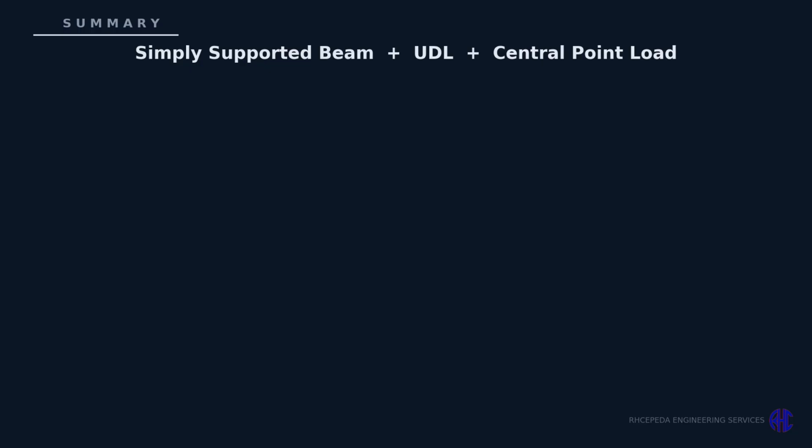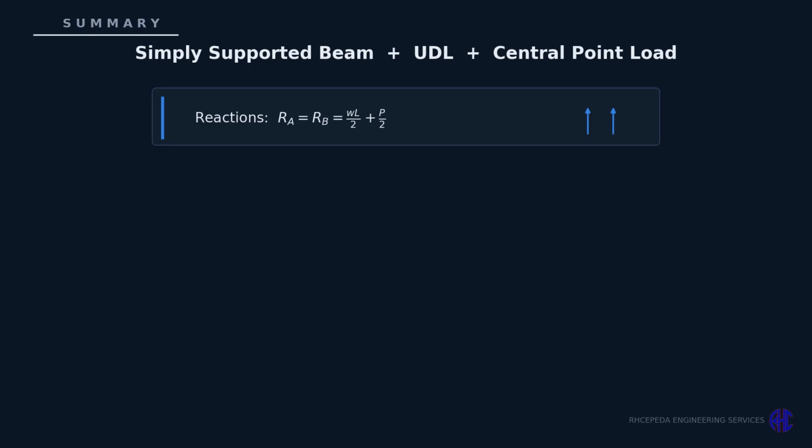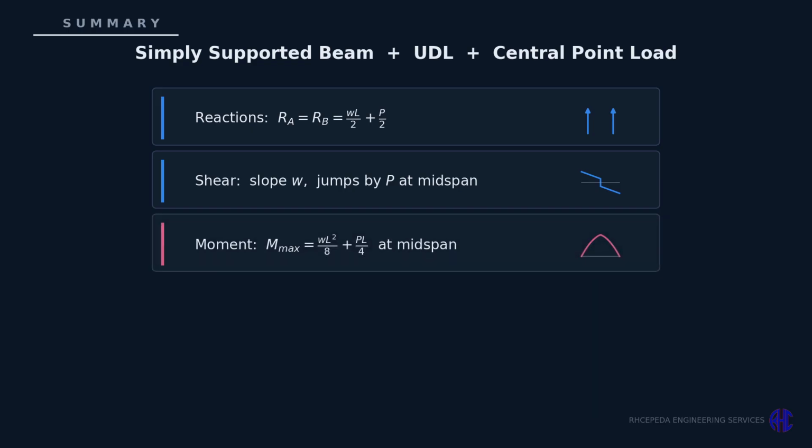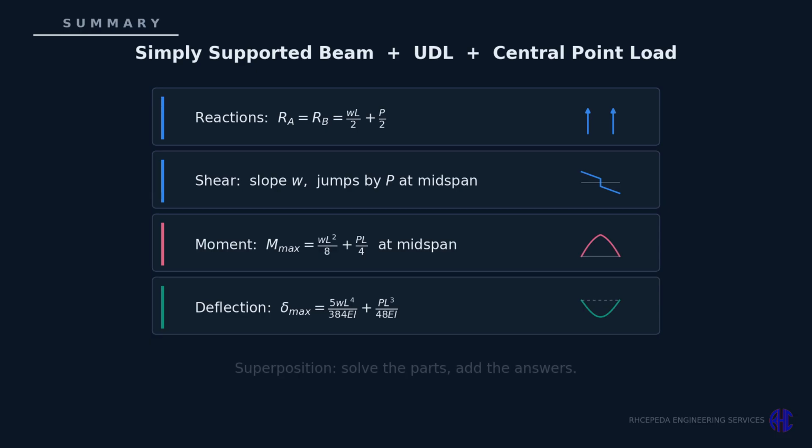Let's recap. For a simply supported beam with a uniform load plus a central point load, each reaction is WL over 2 plus P over 2. The shear slopes at rate W and jumps by P at midspan. The maximum moment is WL squared over 8 plus PL over 4. And the midspan deflection is 5 WL to the 4th over 384 EI, plus PL cubed over 48 EI. Superposition, solve the parts, add the answers.